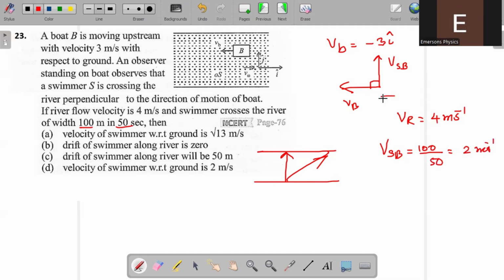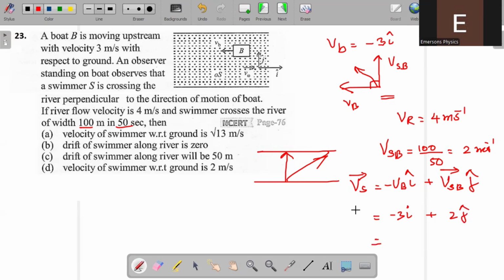Now, in the first case, the velocity of the swimmer will be equal to the velocity of the boat, minus 3 i component, plus the velocity of the swimmer with respect to the boat in the j component. That's all. We can put it directly: velocity of the boat is minus 3 i, plus 2 j. That's all.